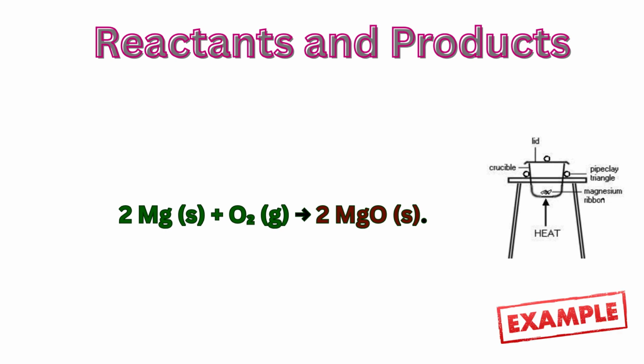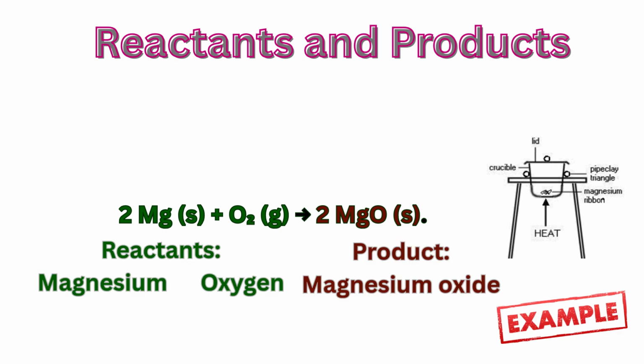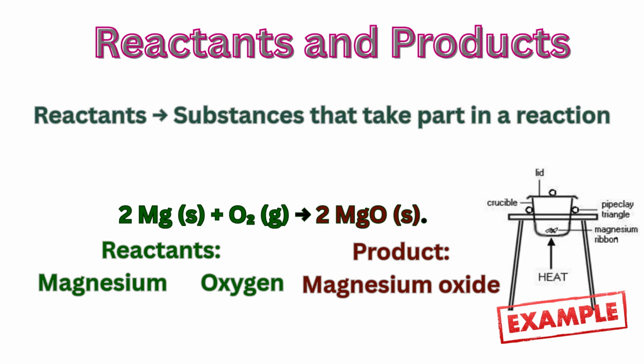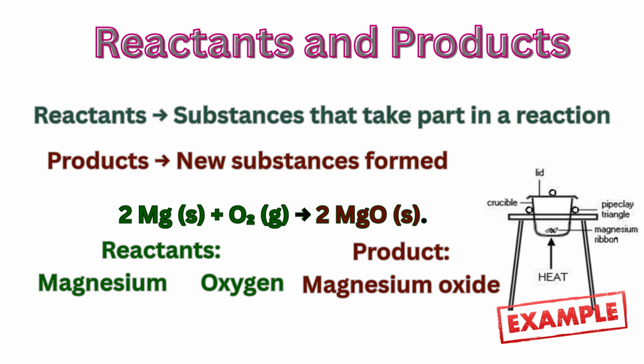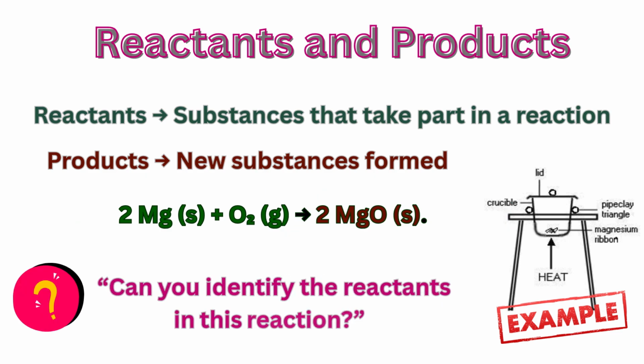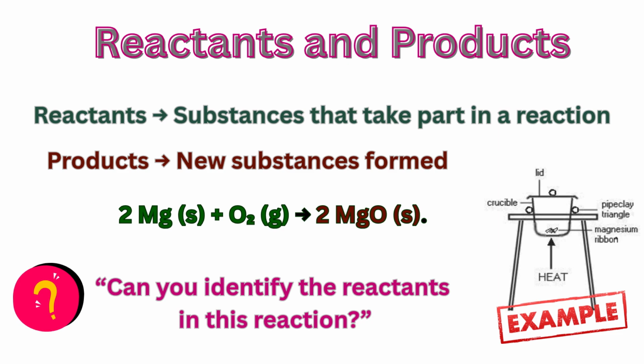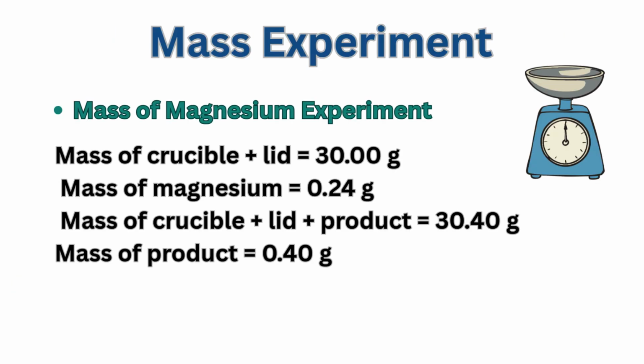In every chemical reaction, we have two important parts. The substances that react are called reactants and the new substances formed are called products. So in this reaction, the magnesium and oxygen are the reactants and magnesium oxide is the product. So can you identify the reactants in this reaction? And we can also measure the mass during the experiment as Halim did. After this reaction, the mass increased. Why? Because the oxygen from the air joined with the magnesium. So the product becomes heavier.